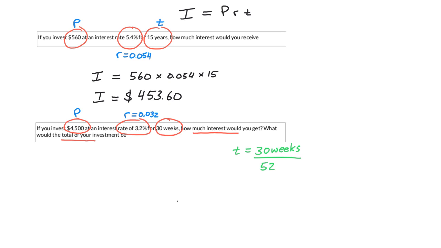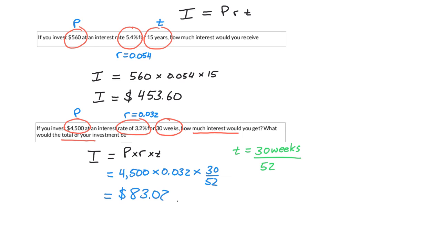So in my equation, I equals P times R times T. The numbers that I'm putting in are 4,500 times 0.032 times 30 divided by 52. And if I put this into my calculator, this tells me that the interest I would get is $83.08. This is my interest. So this is the extra amount I would get.